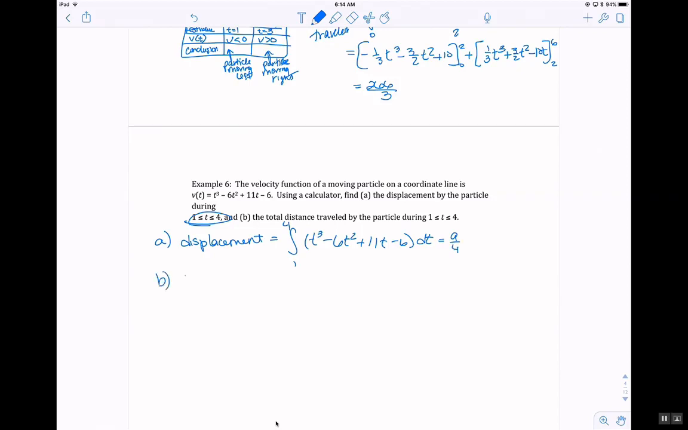When I do my total distance traveled, I'm going to go from 1 to 4 again, but it's going to be absolute value t cubed minus 6t squared plus 11t minus 6 dt. And what you're going to get is 11/4. So now let's take a look at the calculator.